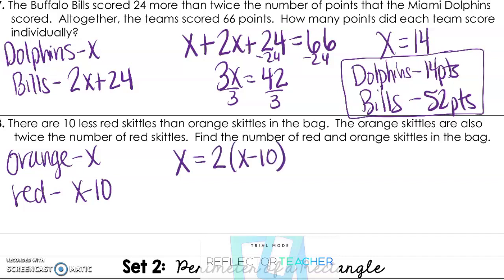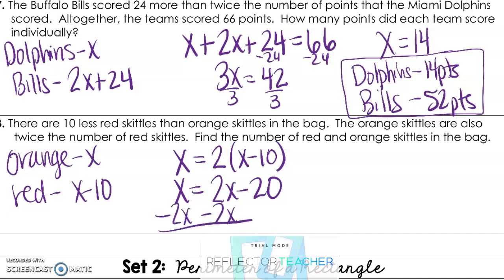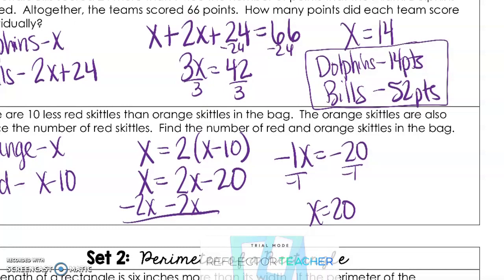Need to make sure you put that x minus 10 in the parentheses. So x equals 2x minus 20 after we distribute. Subtract the 2x. Negative 1x equals negative 20. So x equals positive 20. So that means there are 20 orange and 10 red.